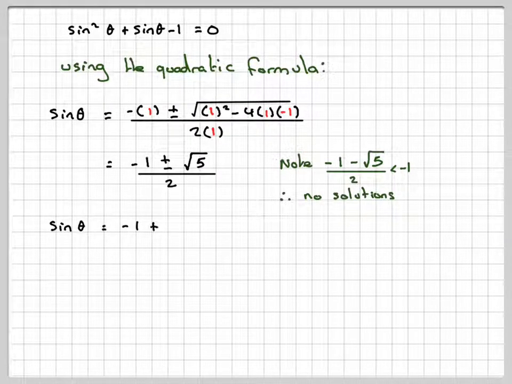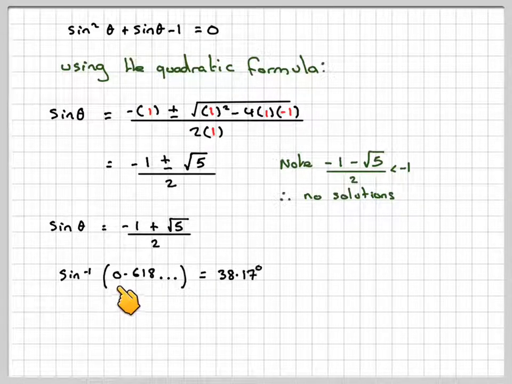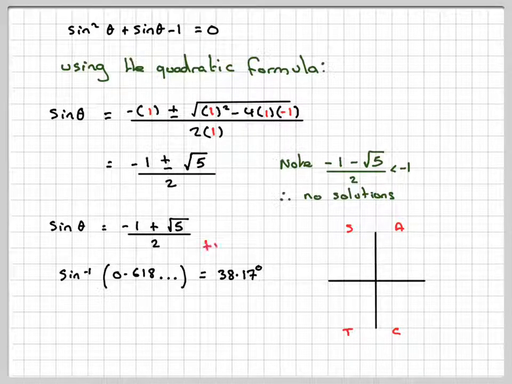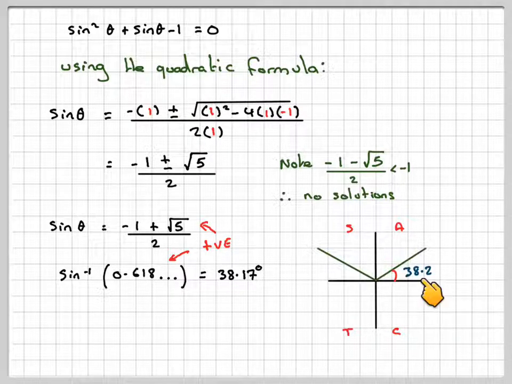And therefore, we have to consider that sine theta is equal to minus 1 plus root 5 over 2. That means that sine theta is equal to 0.618, which gives me 38.17. If we draw our CAST diagram, it is positive. So we draw our angle in the first and the second quadrant.